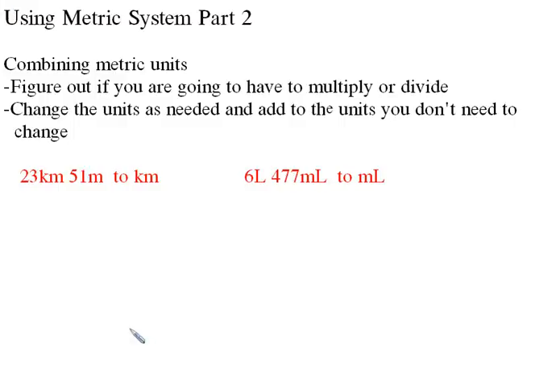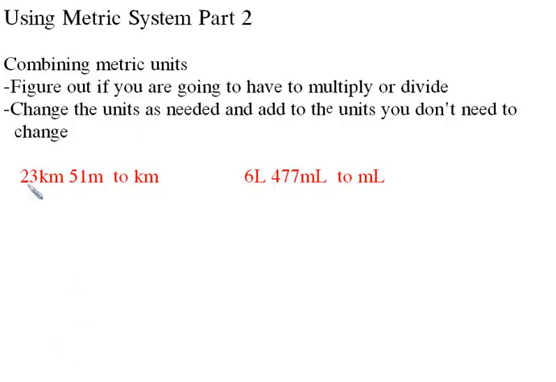So now we're moving on to the two-step problems, which are using the metric system and combining metric units. First of all, you have to, again, figure out if you're going to have to multiply or divide. And then secondly, you need to change the units as needed and add the units to the ones you don't need to change.